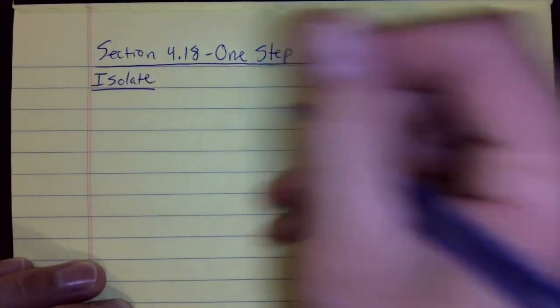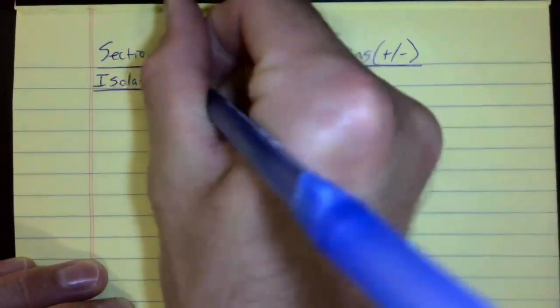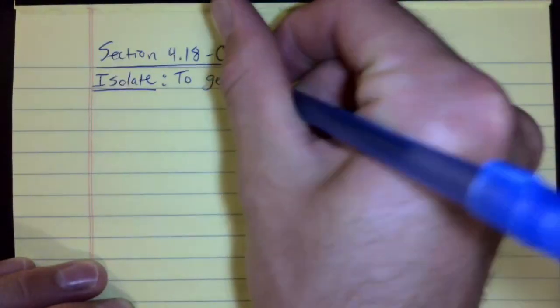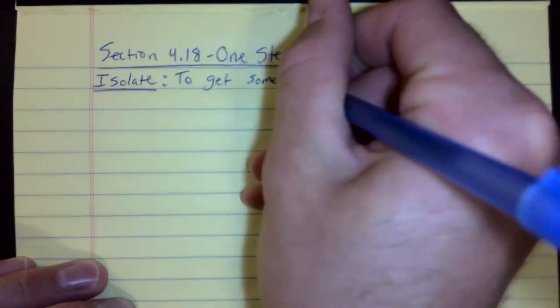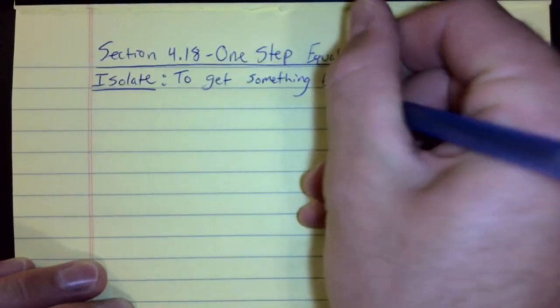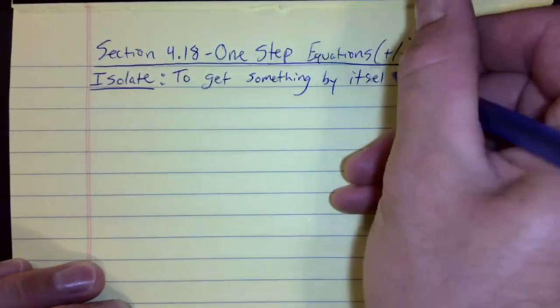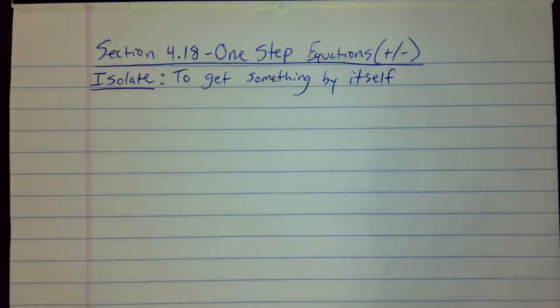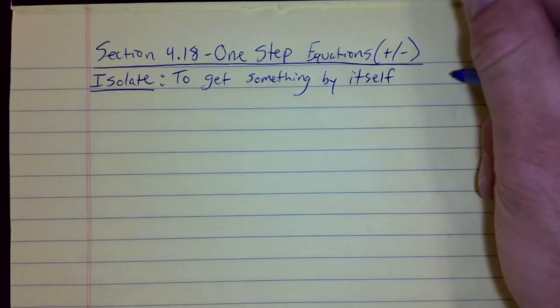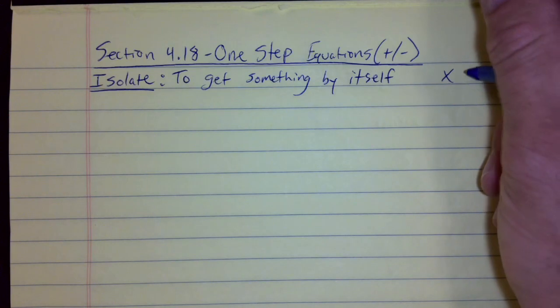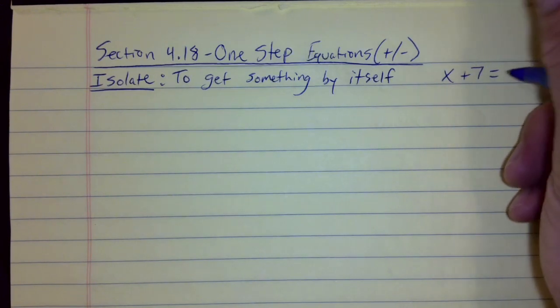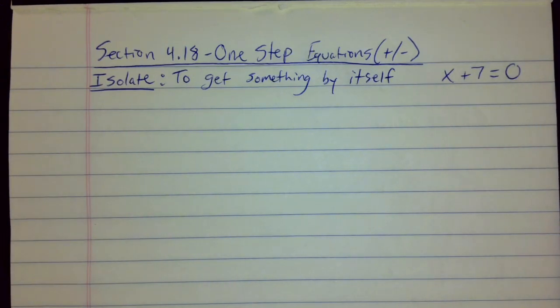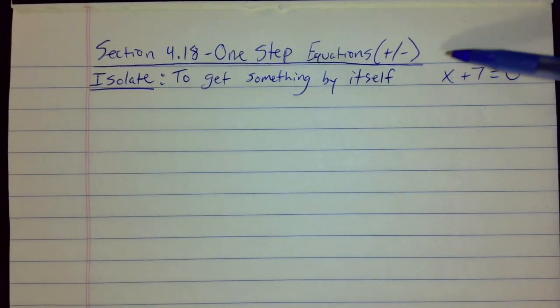To isolate just means to get something by itself. To isolate means to get by itself. So for example, when we look at something like this, x plus 7 equals 0, what we want to try to do is isolate this variable. Try to get this variable by itself.